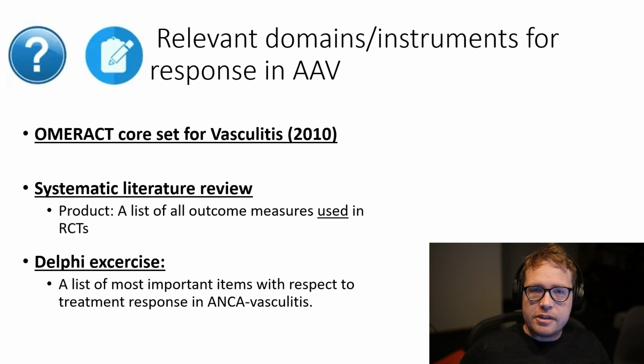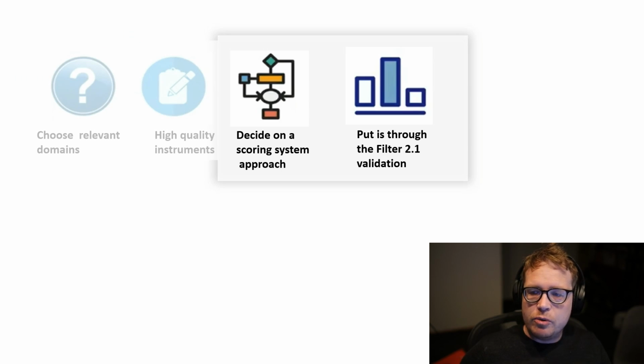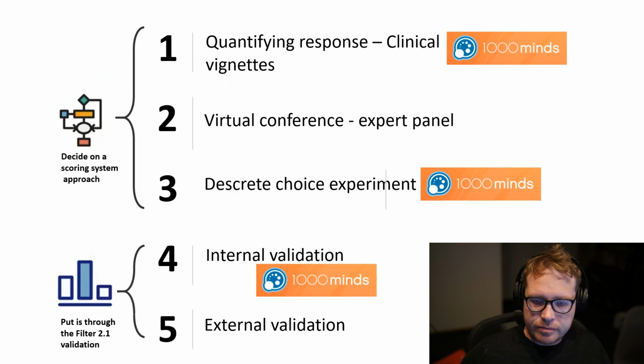We believe that our existing OMERACT core set from 2010 and results from the SLR and Delphi exercise represent the first two steps. I will now focus on the two latter steps in the development of composite from the OMERACT perspective that focuses on how to combine individual components and the validation. Our project has 5 steps that correspond to the last two steps towards composite according to OMERACT.